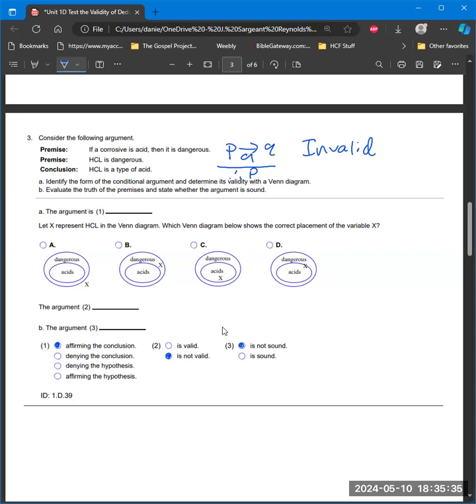And let's take a look and see here. Corrosive acids are things that are dangerous. Here, HCl is dangerous, but I don't know that it's a type of acid, so that's D. Could be, but doesn't have to be.